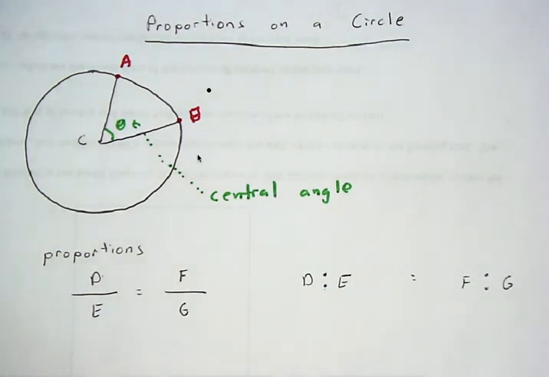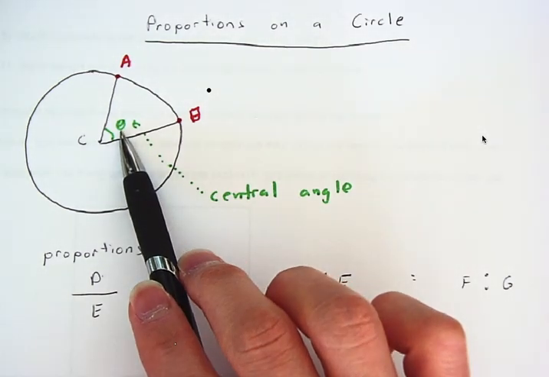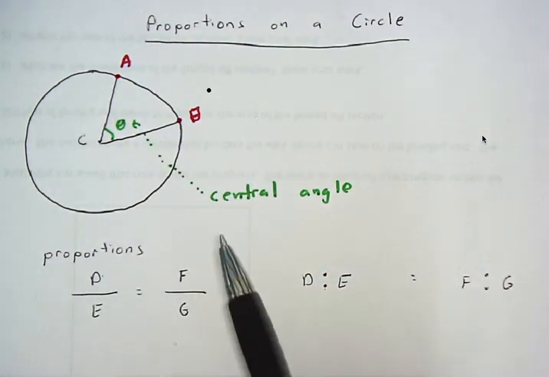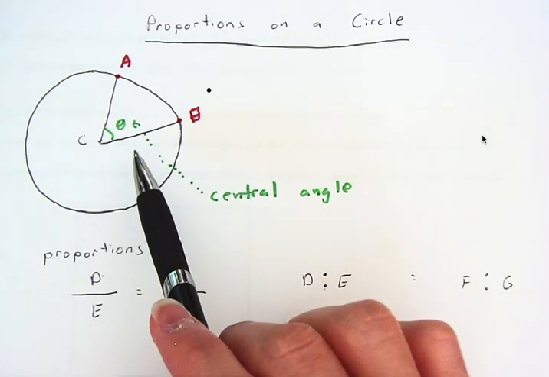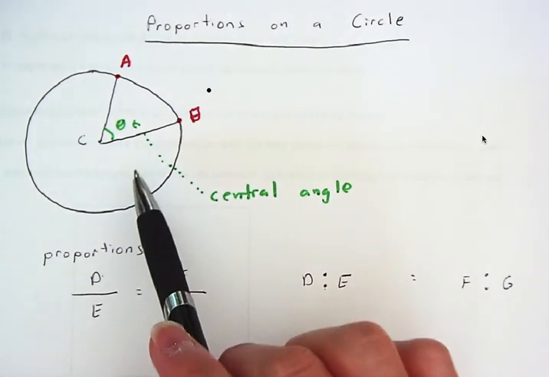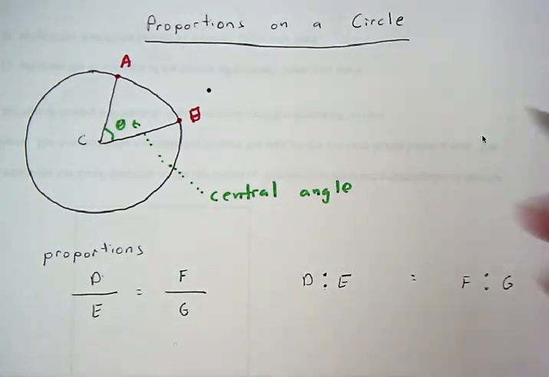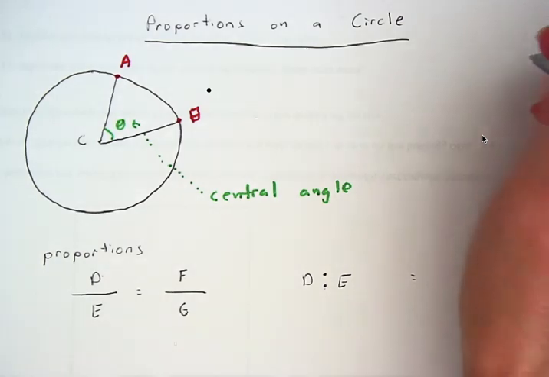So when you have a circle, the ratio of this central angle to the arc length is equal to the ratio of any other central angle to any other arc length on this circle. Let's put that down here. Okay, let's give an example.